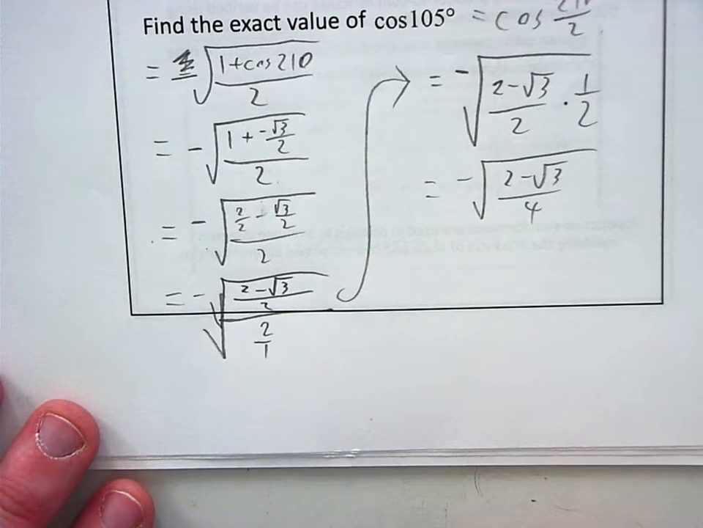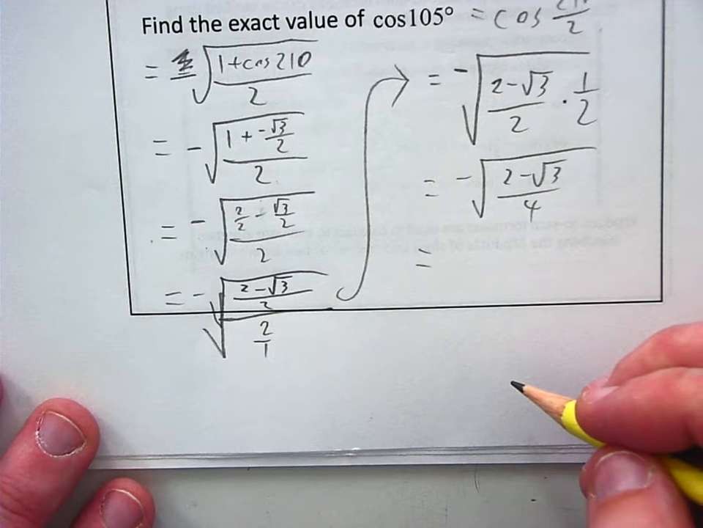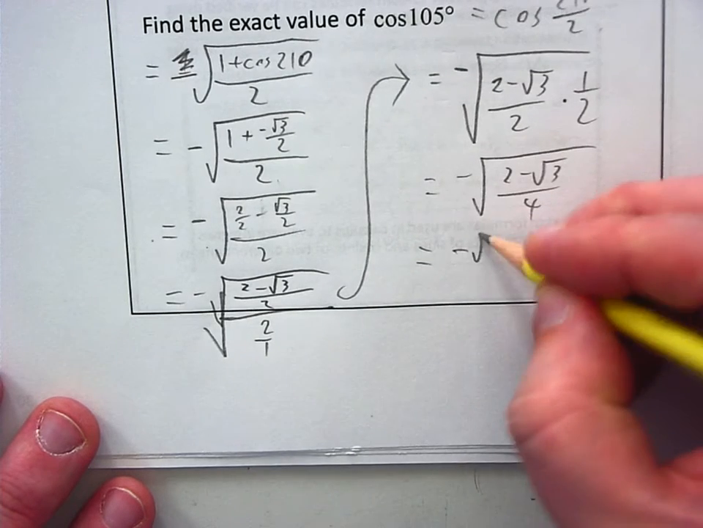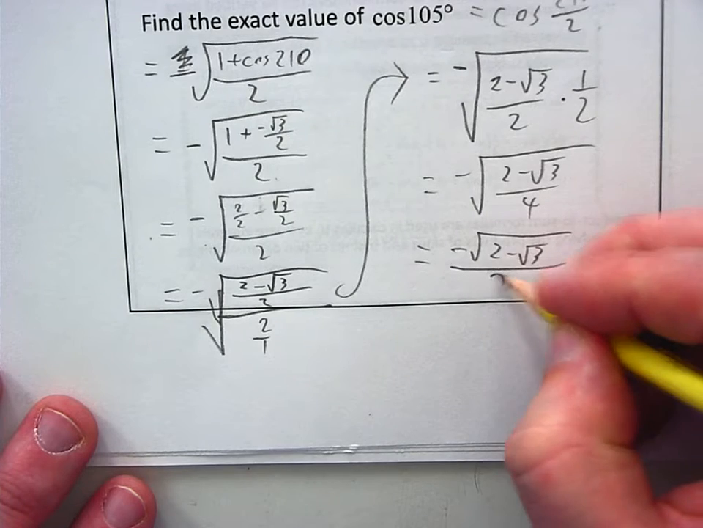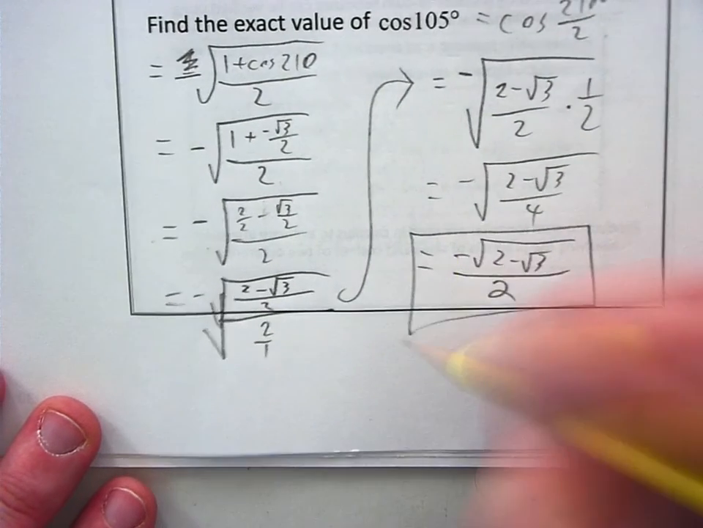The nice thing here is, what can I do? Yeah, I can actually square root the denominator there. So I end up with negative square root of 2 minus the square root of 3 all over 2. That's an acceptable answer.